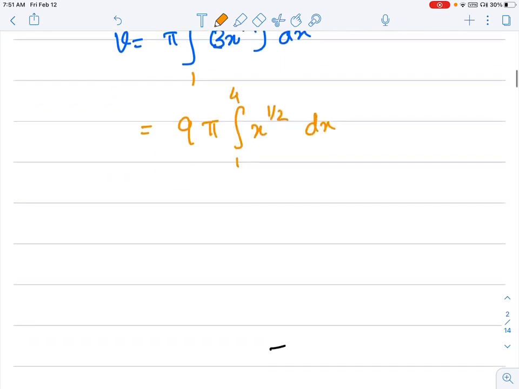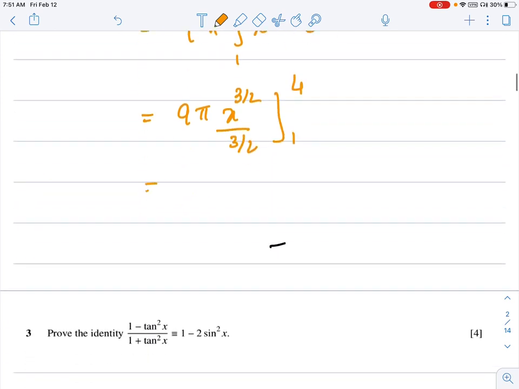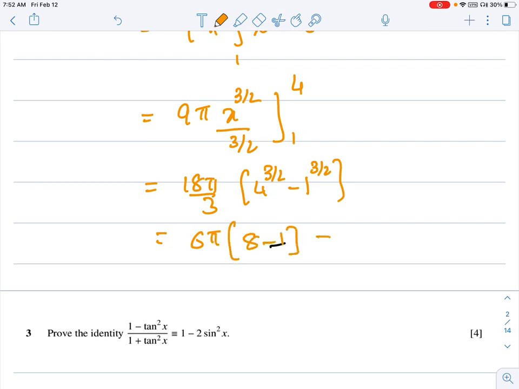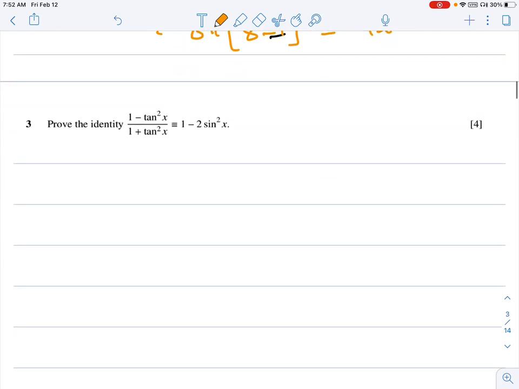So it becomes 9 pi x power 3 upon 2 upon 3 upon 2, integral 1 to 4. So it becomes 18 pi upon 3, (4 power 3 upon 2 minus 1 power 3 upon 2). This is 6 pi, 4 power 3 upon 2 will be 8. 8 minus 1, so which becomes 42 pi. So the answer is 42 pi.